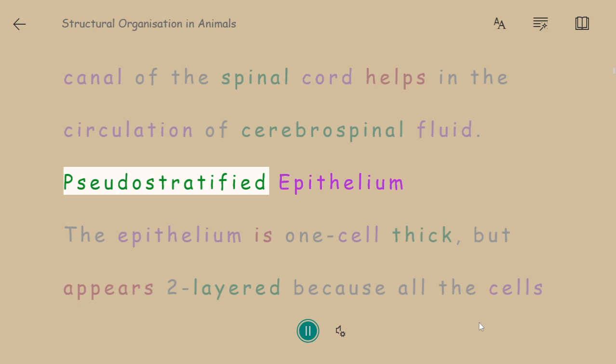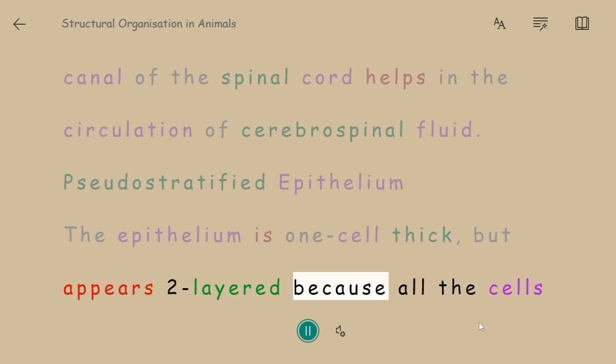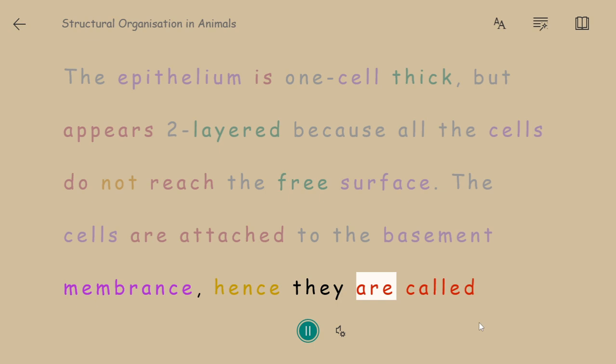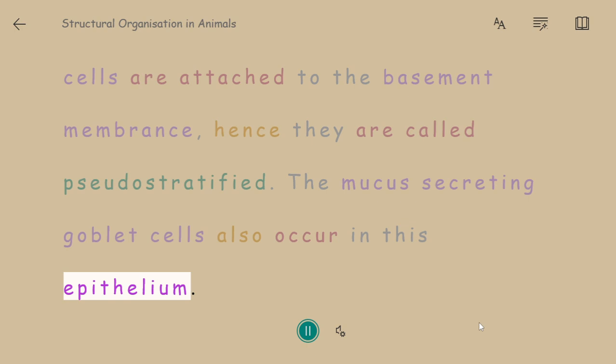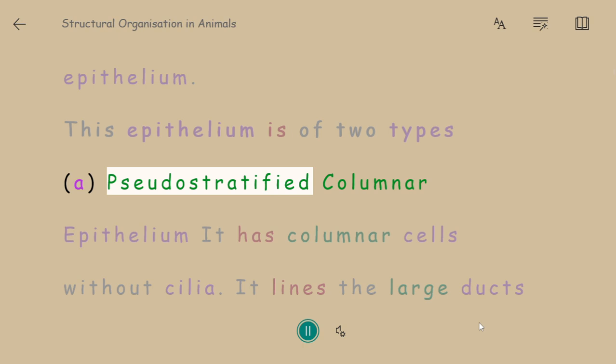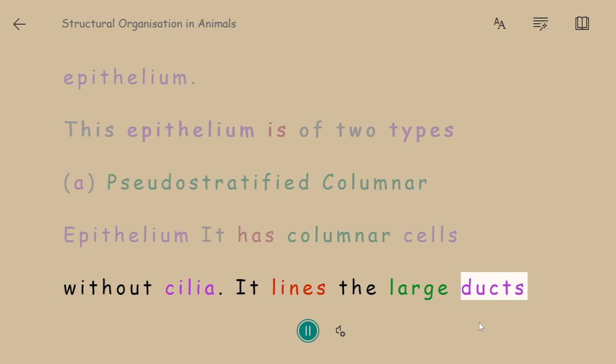The epithelium is one cell thick, but appears two-layered because all the cells do not reach the free surface. The cells are attached to the basement membrane, hence they are called pseudostratified. The mucus-secreting goblet cells also occur in this epithelium. This epithelium is of two types. A. Pseudostratified columnar epithelium. It is columnar cells without cilia. It lines the large ducts of certain glands, like parotid salivary glands, and the urethra of human male.